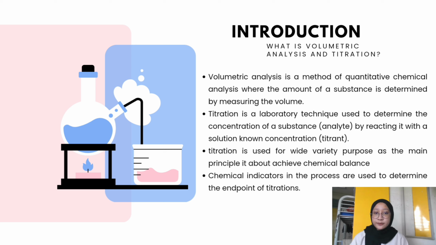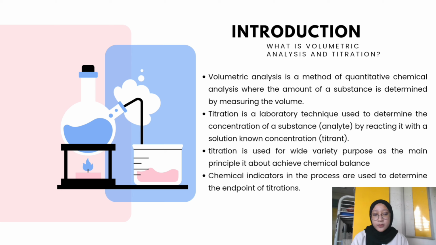So today I will explain to you guys about what is volumetric analysis and the relationship between the titration. So what is volumetric analysis? Volumetric analysis is a method of quantitative chemical analysis where the amount of a substance is determined by measuring the volume. So in this topic, there are several types of subtopics, but today our main topic will be titration.